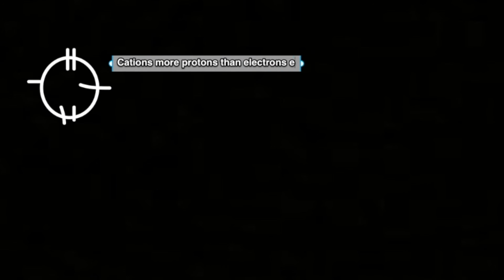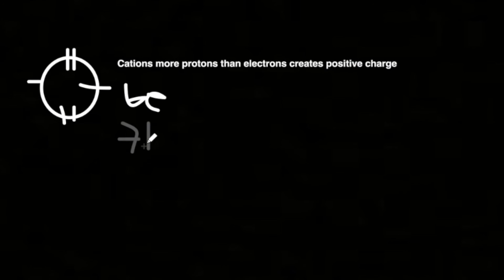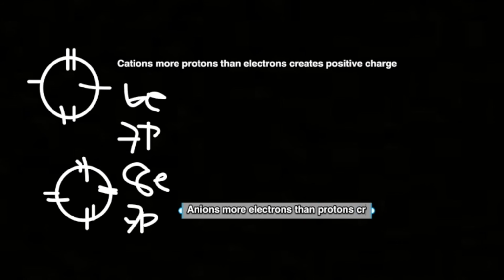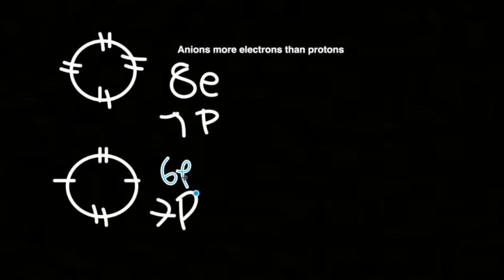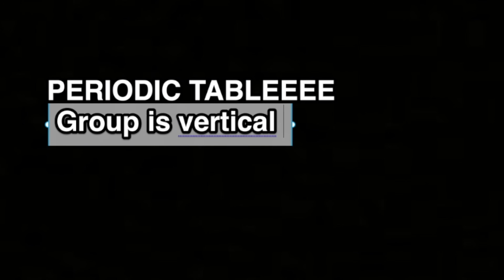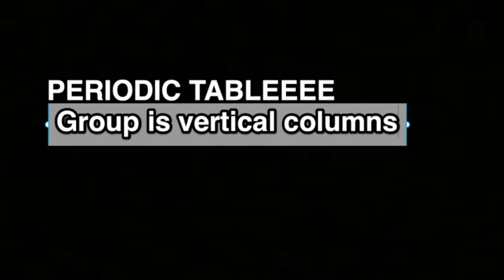In conclusion, ions are basically atoms with a negative or positive charge. This happens if an atom gains or loses an electron. Positively charged ions are called cations and negatively charged ions are called anions. And you can determine the charge of an ion from the periodic table by looking at its group.